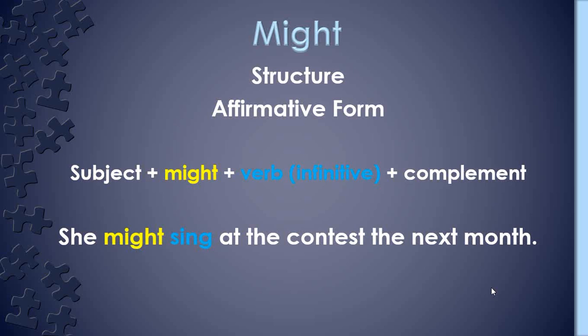Now for might. For the affirmative form, we have subject, the modal verb might, the main verb in infinitive form, and the complement. For example, she might sing at the contest the next month.